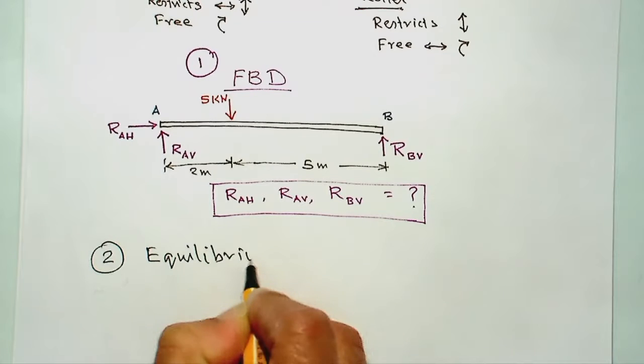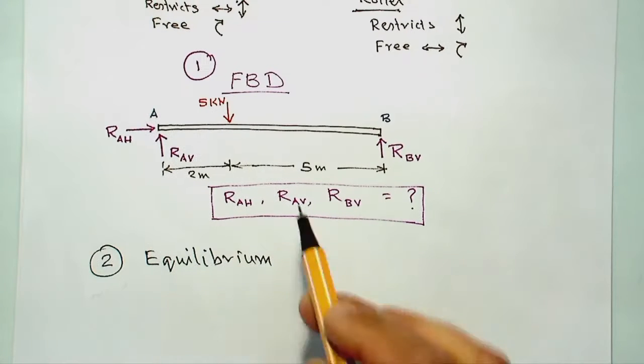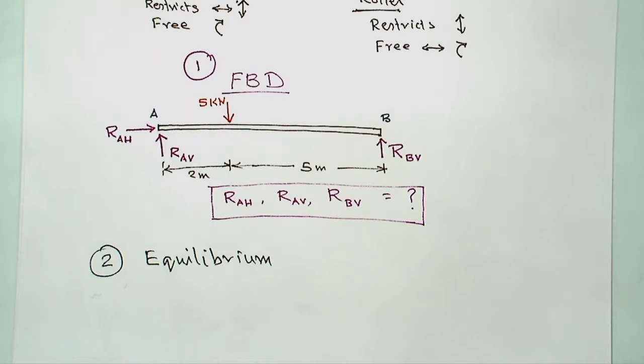So the equilibrium equations would give me these three reaction forces. Now there are three equilibrium equations, we know. There are three unknowns, so we can solve it uniquely.